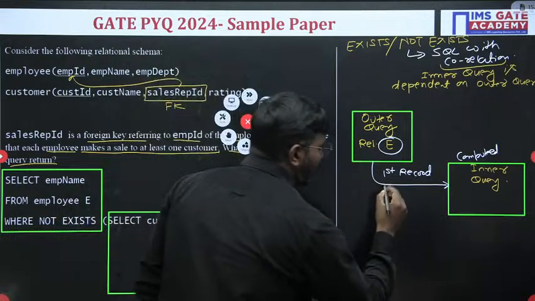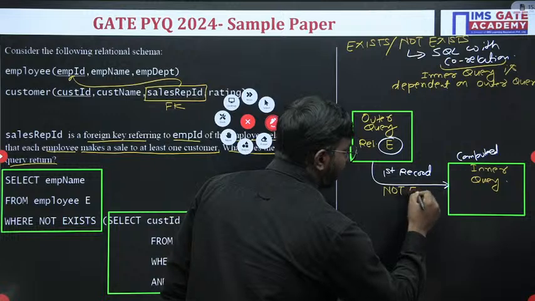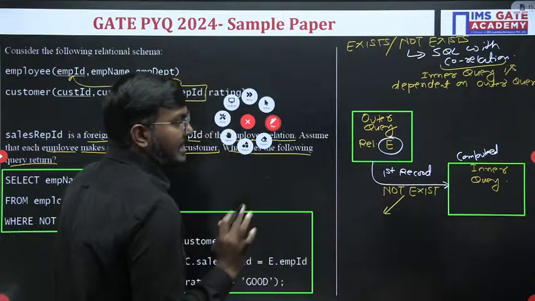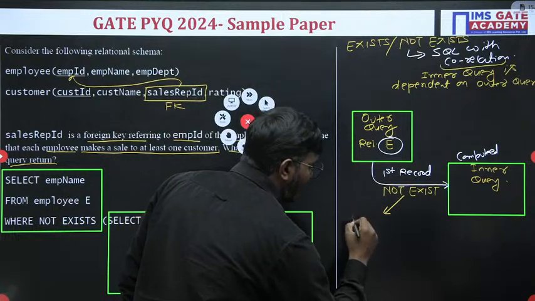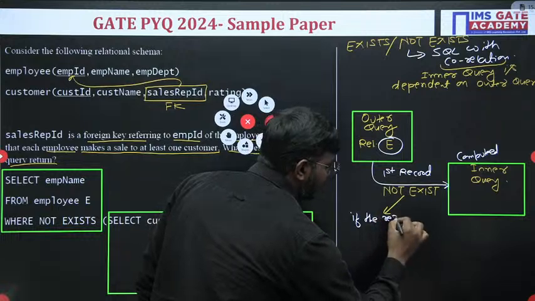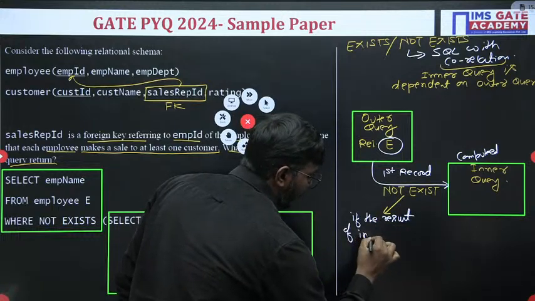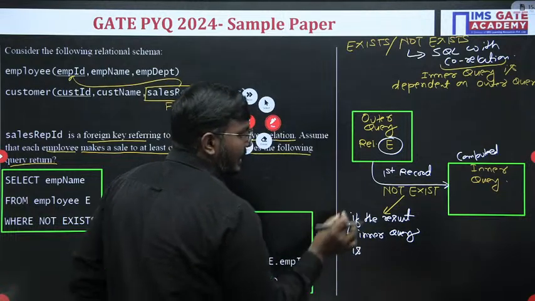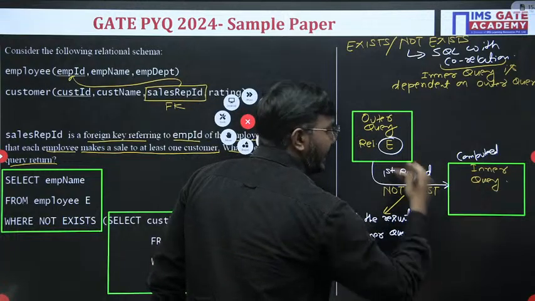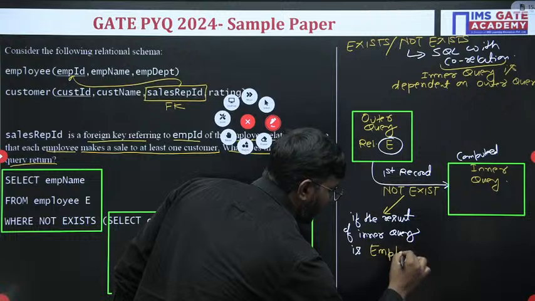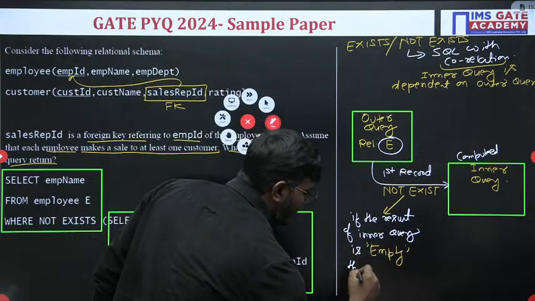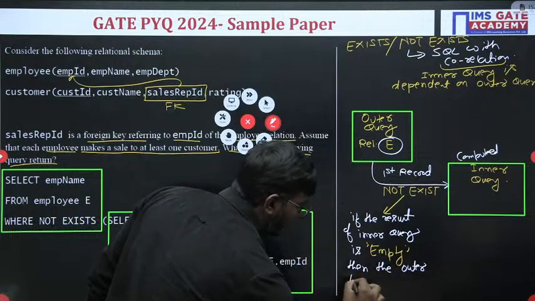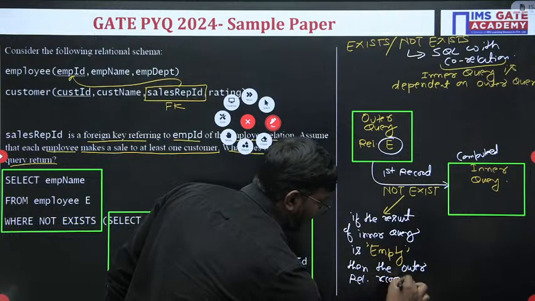Now see this not exist. If the function is not exist, then it says: if the result of the inner query is empty, be careful, then the outer relation record is selected.